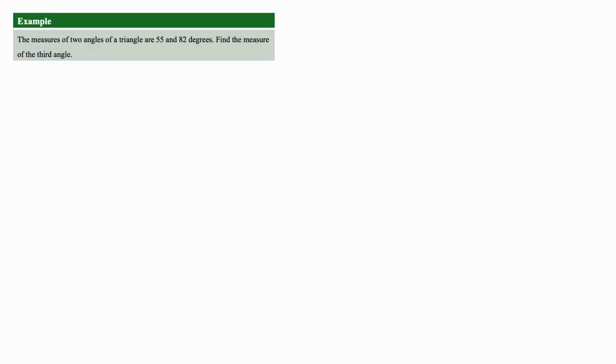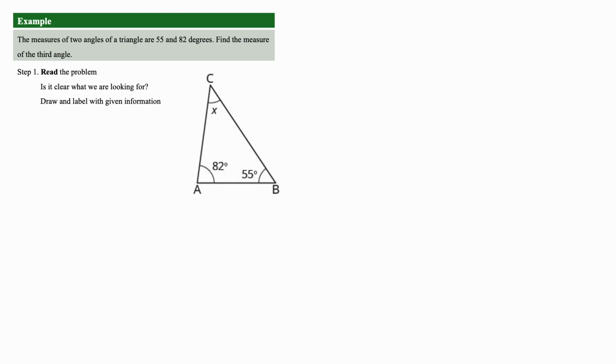Let's take a look at an example. The measures of two angles of a triangle are 55 and 82 degrees. Find the measure of the third angle. So we're going to read the problem and make sure it's clear what we're looking for. We're going to draw and label with the given information. So then we identify what we're looking for, which is the measure of the third angle in the triangle itself.